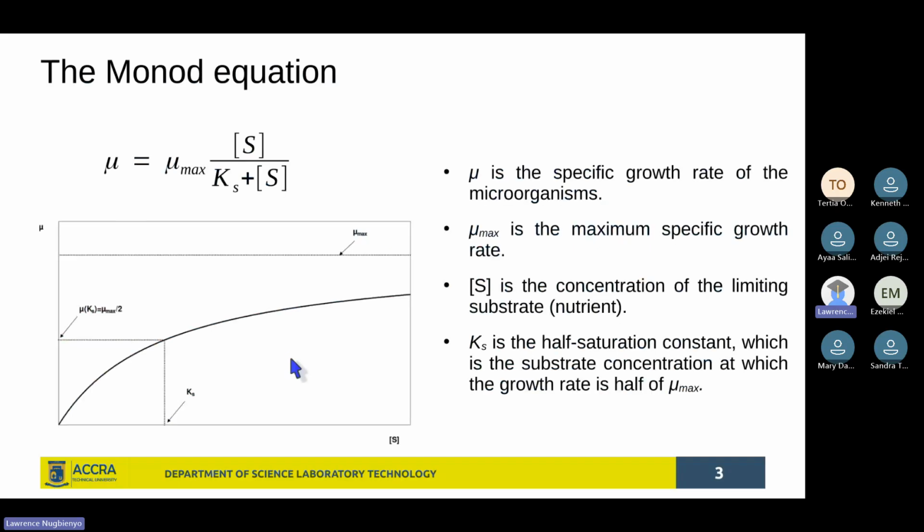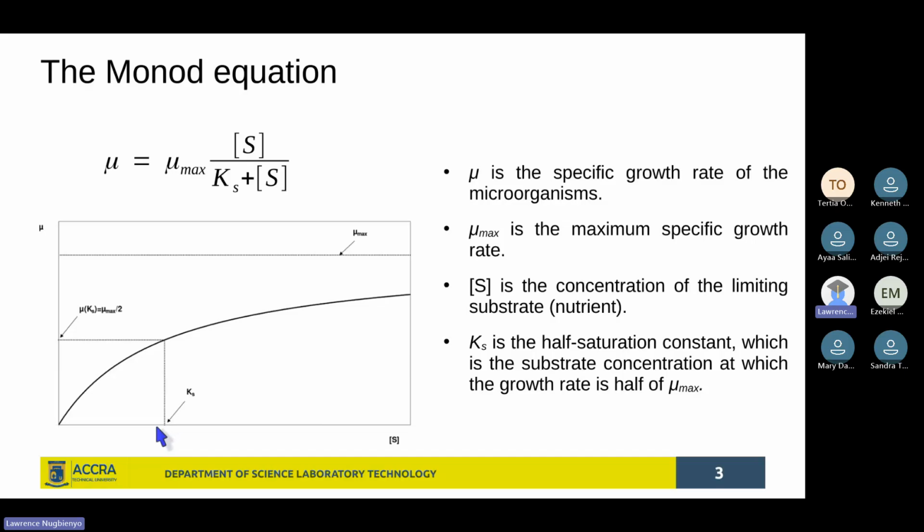Now, the first thing we'll look at is what we refer to as the Monod equation, which is very much like the Michaelis-Menten equation. You remember we did look at enzyme kinetics, and we refer to this kinetic curve, and we refer to the Michaelis-Menten constant, which is the concentration of a substrate at which half of the maximum rate of reaction is reached.